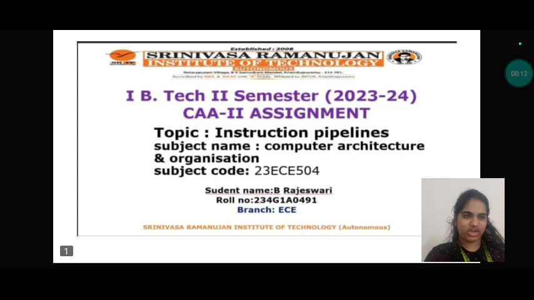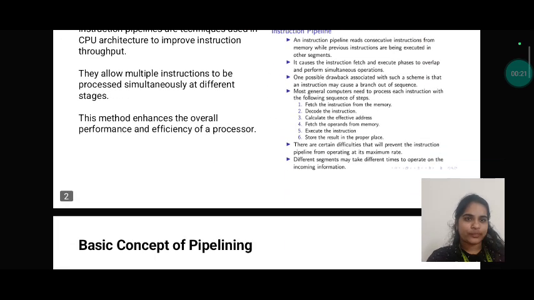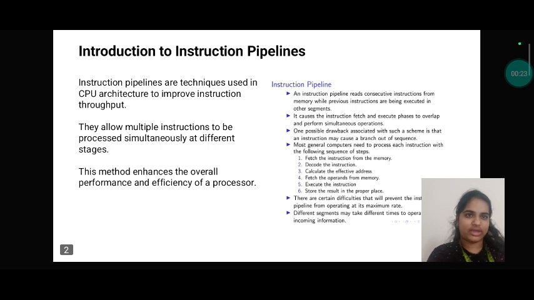According to the video presentation, the subject is computer architecture and organization. The topic is instruction pipelines. This is the introduction to instruction pipelines. Instruction pipelines are a technique used in CPU architecture to improve instruction throughput. They allow multiple instructions to be processed simultaneously at different stages. This method enhances overall performance and efficient processing.